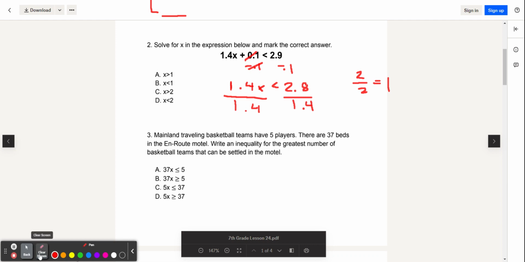Same thing here, where 1.4 over 1.4 is equal to 1. It cancels out, so to say. And on the right side, 2.8 divided by 1.4 is of course 2, leaving us with x is less than 2.